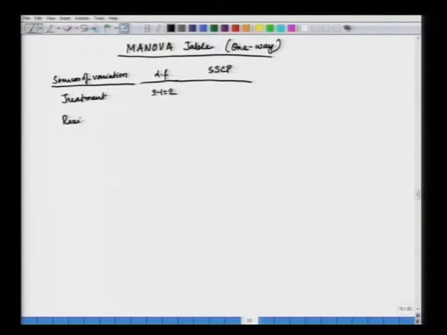Then due to the residual is the error present in the model, and that has degrees of freedom n minus k, that is equal to 5, and the total variability in the data, that is split up into these two factors. So, total is n minus 1, that is 7. And let us look what are these matrices.